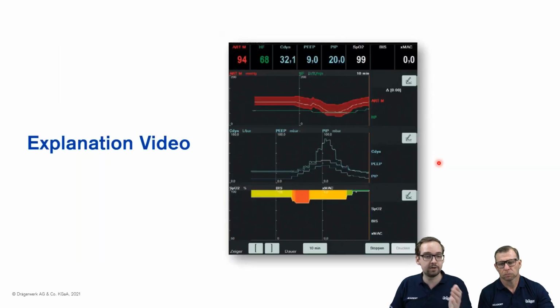So maybe we can now head over to Craig to show us how this can be set up in the clinical setting.